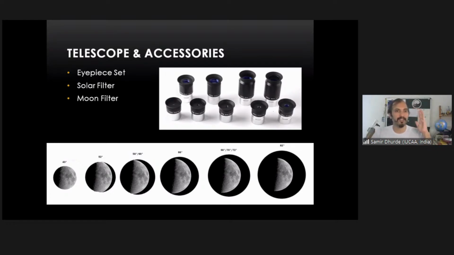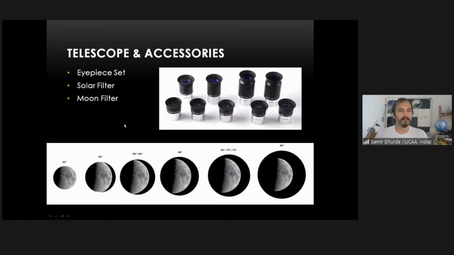So that's for the eyepiece. Now imagine if your eye was there. Don't imagine, in fact. And always put a solar filter on your telescope if you're planning a solar observation. Never go without that. So solar filters are there.